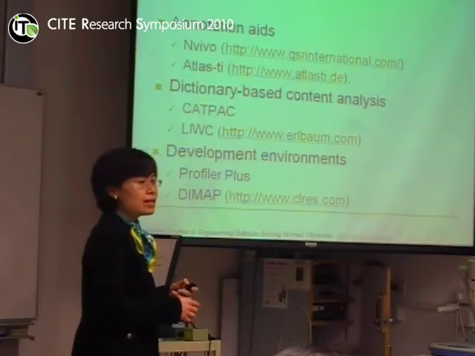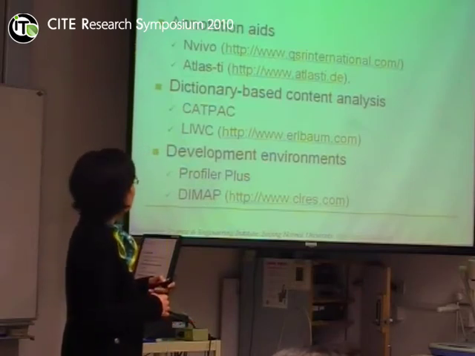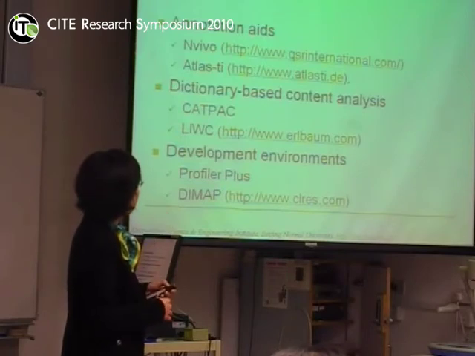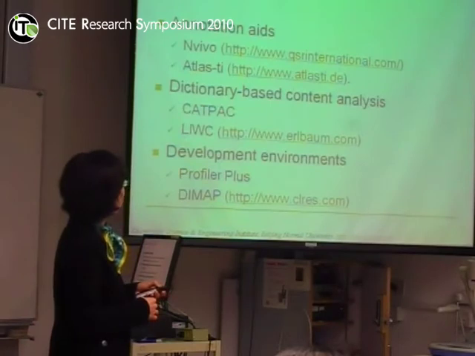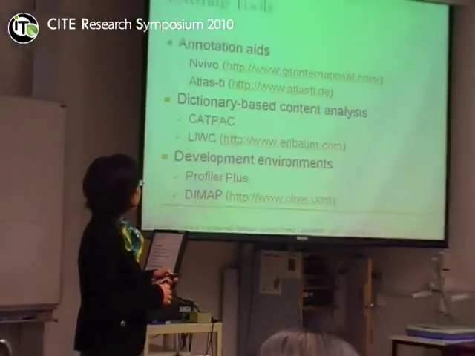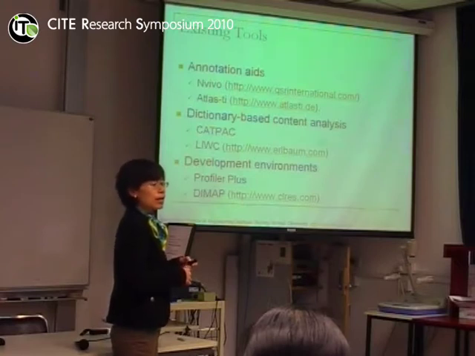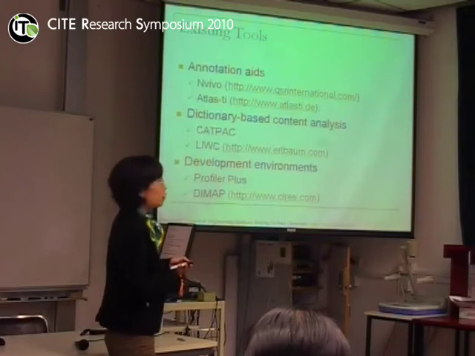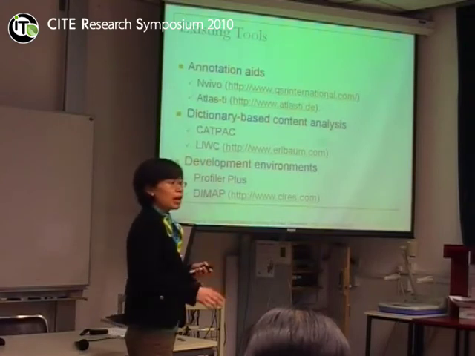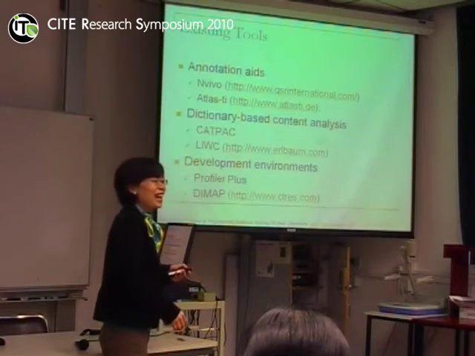Firstly, there are some useful tools for us to do content analysis. They can be divided into three categories. The first kind of tools provides some annotation aids with functions such as marginal notes and jottings. The famous one is NVivo. Maybe some of you have used it.